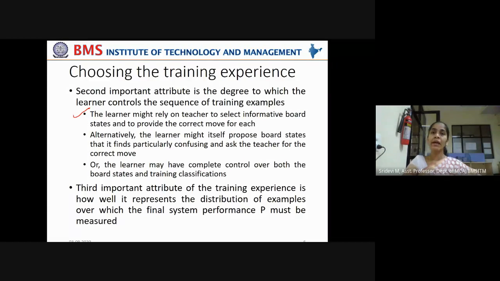So he is taking the help of the teacher. He is taking the help of the expert in order to select the informative board states. Okay, is this the state that is valid? Now from this state, can I go to this state? Am I taking the correct step? It is taking the feedback of the teacher each time, right? At each move. So this is called direct feedback. The control is on the learner as well as the teacher, as well as the training experience it is getting. Okay, that is one type of control.